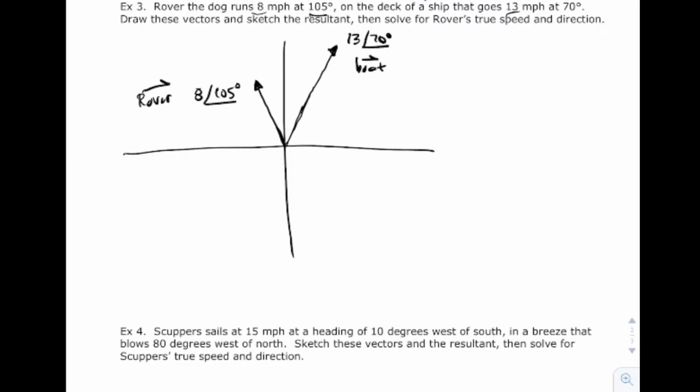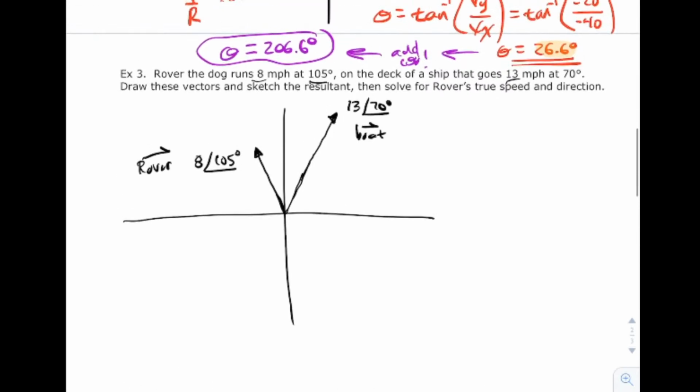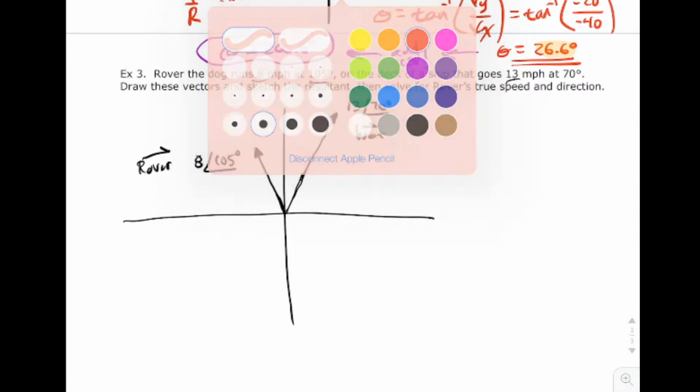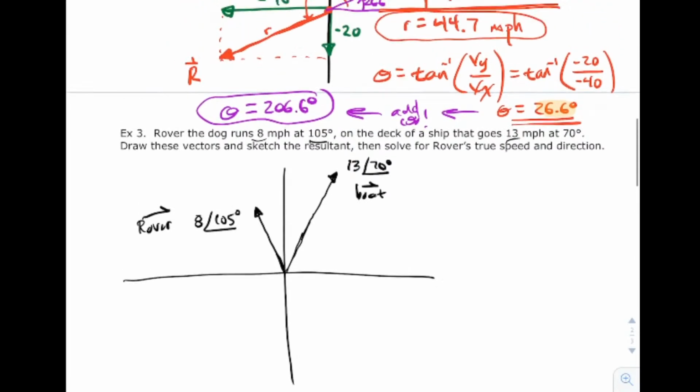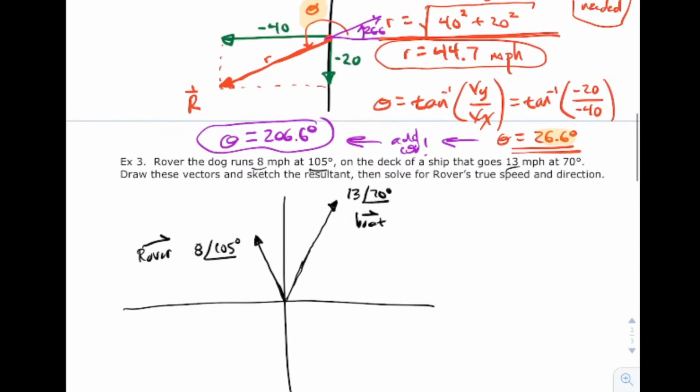Okay, fine. Draw these vectors. I did. Now sketch the resultant. Okay, this is cool. We haven't seen this yet. Sketch the resultant of these two vectors. Well, thinking back to example 2 here, when we had these two vectors, the resultant was, well, you drew a rectangle, right? You're not going to be able to draw a rectangle here. But what you do draw is sort of the next best thing. You draw a parallelogram, and you try to draw it accurately.